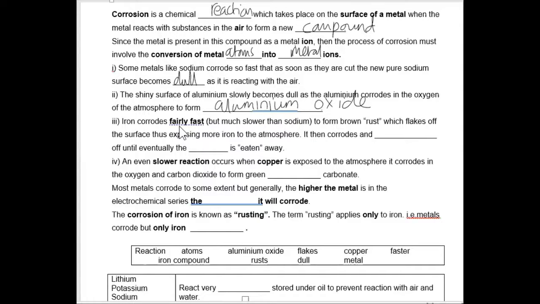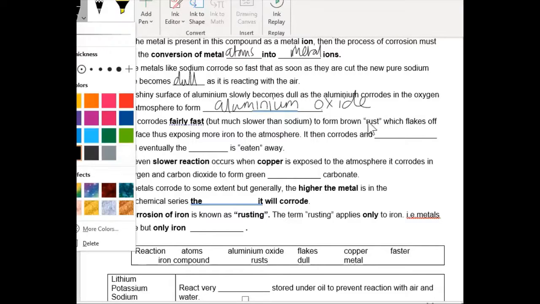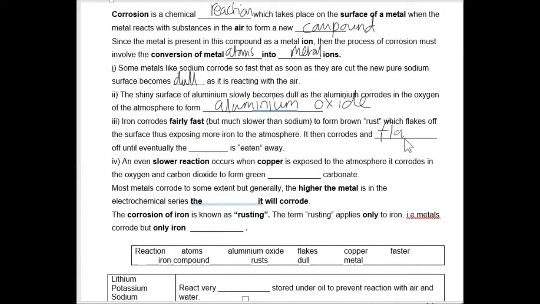So iron corrodes fairly fast, but much slower than sodium, to form brown rust, which flakes off the surface, thus exposing more iron to the atmosphere. It then corrodes and flakes off again, until eventually the iron is eaten away. An even slower reaction occurs when copper is exposed to the atmosphere. It corrodes in the oxygen and carbon dioxide to form green copper carbonate.